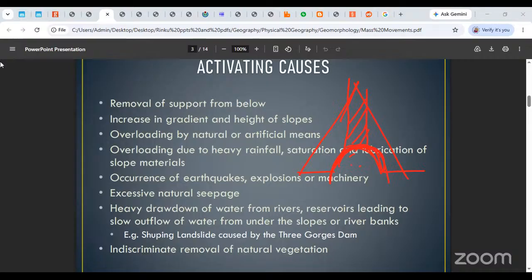The other reason is increase in gradient and height of slopes. Sometimes the gradient, because of construction that we do, because of human activities, anthropogenic activities, the slopes.